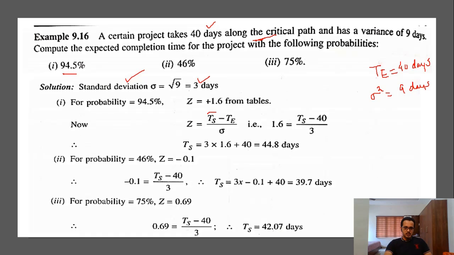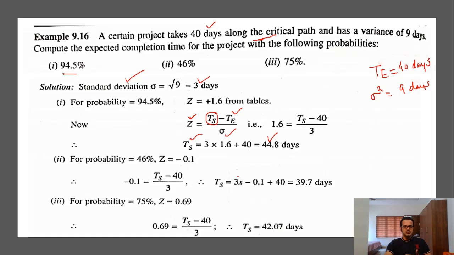We have been asked in the question to calculate the value of TS. Okay, so expected completion time for a particular probability, that is TS. So in order to calculate TS, we already know the values of Z, TE, and sigma. You just substitute all the values and you will get the value of TS as 44.8 days.